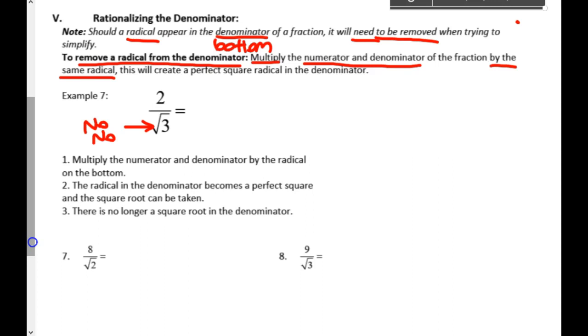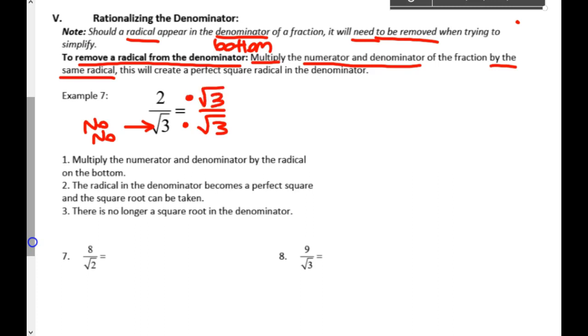All right. So if you have a square root on bottom, that's a no-no. Like it says up top, we're going to multiply by the same square root. So on the bottom, I'm going to put times, and then write the exact same square root. But if you do it on the bottom of the fraction, you're also going to do it on the top of the fraction to keep it even. So it's going to be times square root of 3 on top.